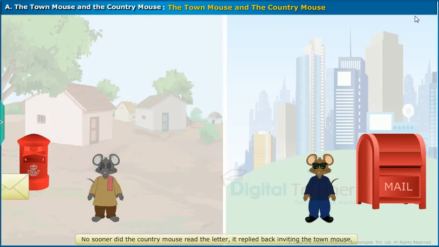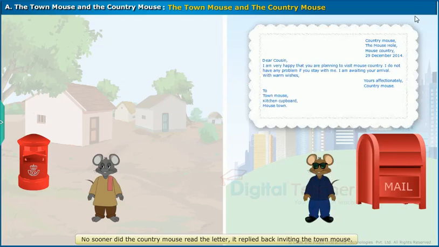No sooner did the Country Mouse read the letter, it replied back, inviting the Town Mouse. Dear cousin, I'm very happy that you are planning to visit Mouse Country. I do not have any problem if you stay with me. I'm awaiting your arrival. With warm wishes, yours affectionately, Country Mouse.